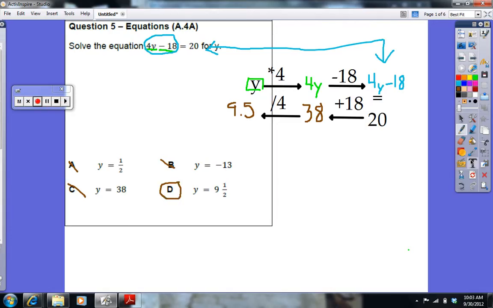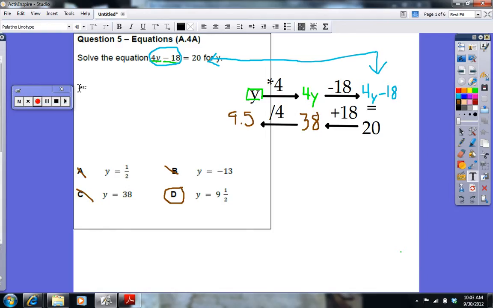Now, if you want to check your answer, you would put 9.5 back into the equation. So 4 times 9.5 minus 18. And you press enter on your calculator. When you do that, it's going to tell you 20, which is what we wanted it to say. So that means our answer works out. It checks.